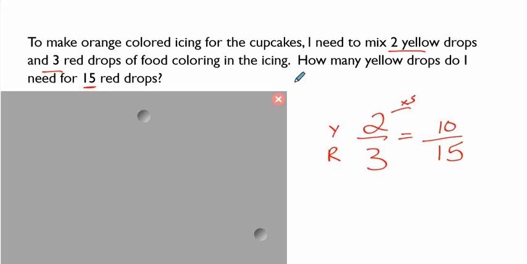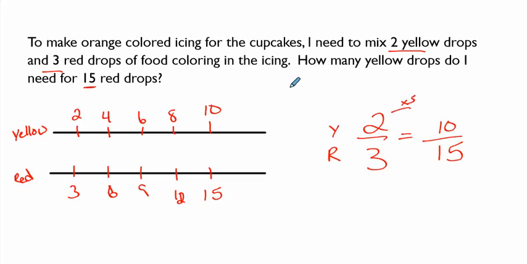In sixth grade, we focused a lot on what are called double number lines. If you look up here, the ratio of 2 to 3, then they just kept building the ratio up. If I doubled it, it'd be 4 to 6. If I tripled it, and so on. This way is just a little bit more efficient.